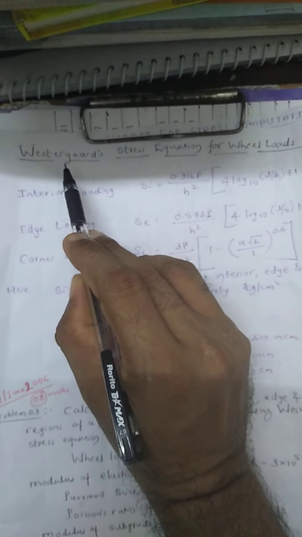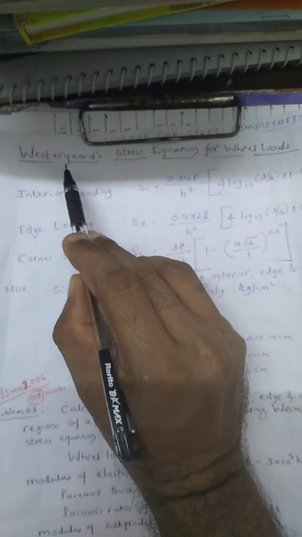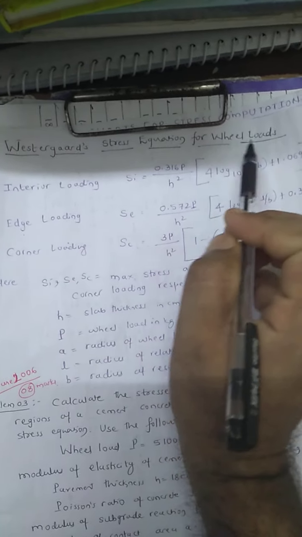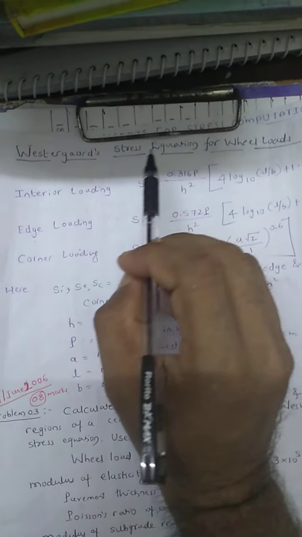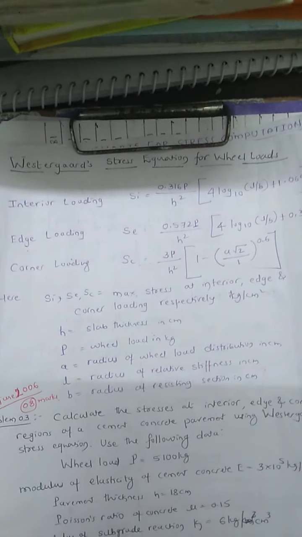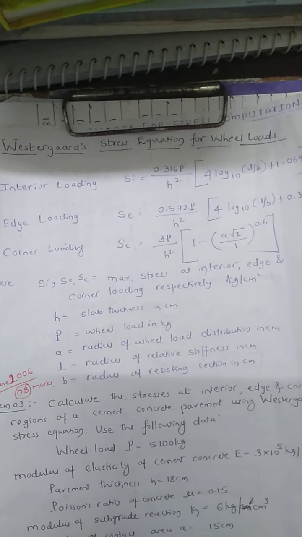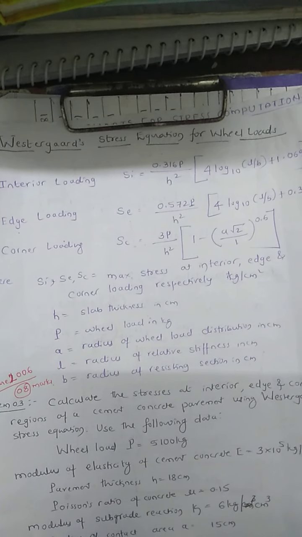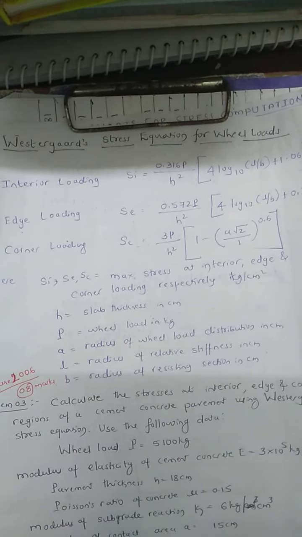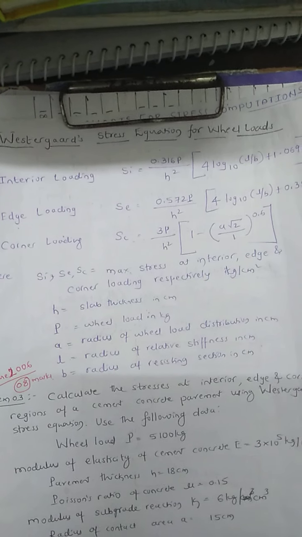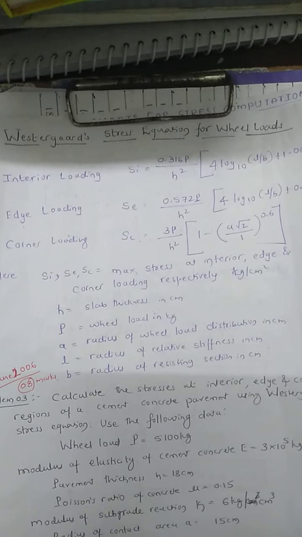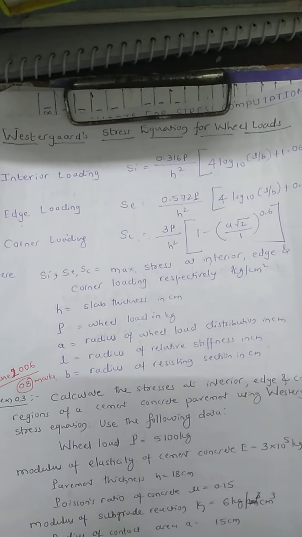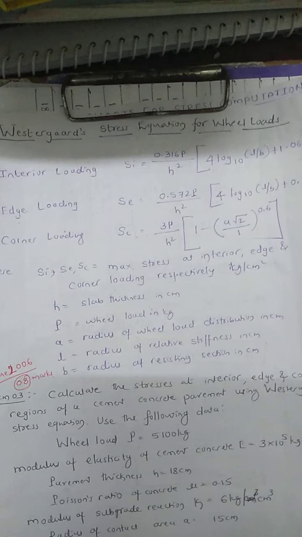Good morning everyone. In this video we'll discuss Westergaard's stress equation for wheel load. The cement concrete slab is assumed to be homogeneous, a thin elastic plate with subgrade reaction being vertical and proportional to the deflection. The commonly used equations for theoretical computations of wheel load stresses have been given by Westergaard.